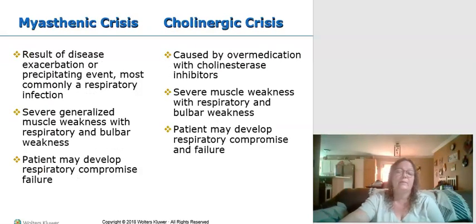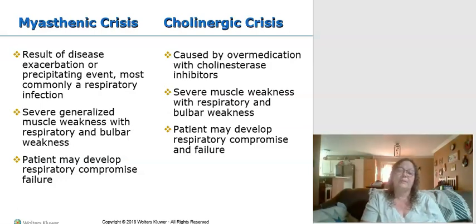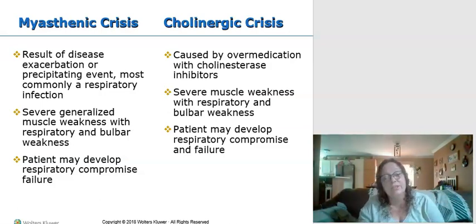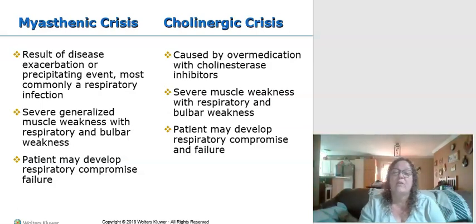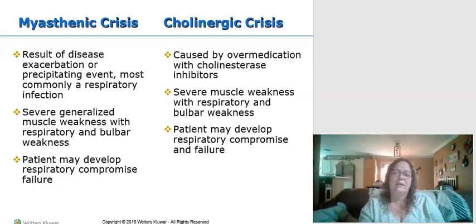And, here we go. Here's the myasthenic crisis and cholinergic crisis. So the myasthenic crisis is the result of a disease exacerbation or a precipitating event. Often the precipitating event of this crisis commonly is a respiratory infection. Where a cholinergic crisis is caused by over-medication with cholinesterase inhibitors, right? So if you get too much of the medication to treat your myasthenia gravis, you can go into this.